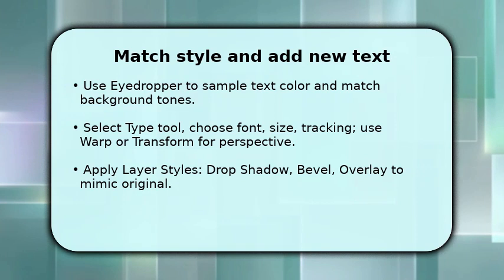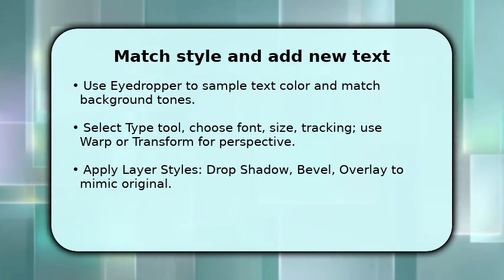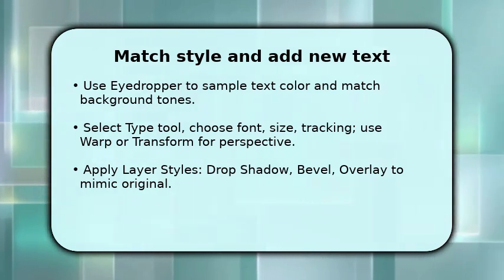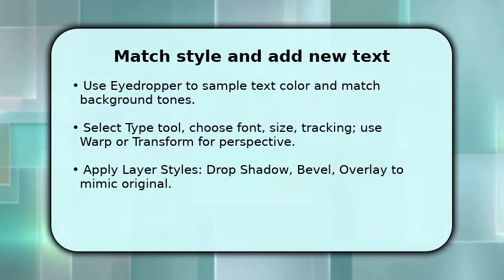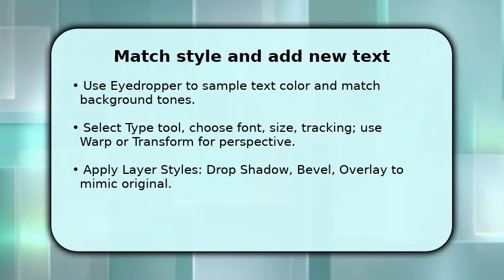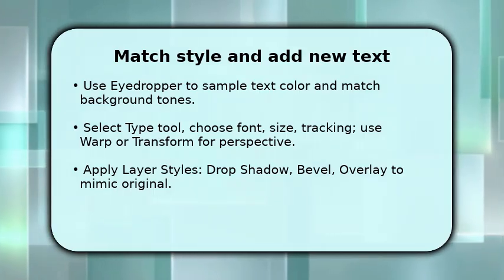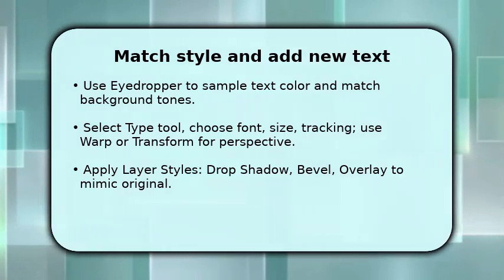Now you'll recreate the text. You use the eyedropper to pick the exact color, then select the Type tool and type your replacement. Adjust font, size, and tracking to match the original. When perspective differs, apply Edit, Transform, Distort, or Warp so the text follows the plane.